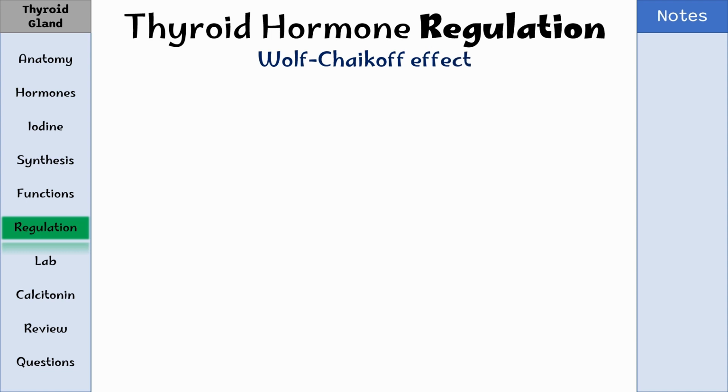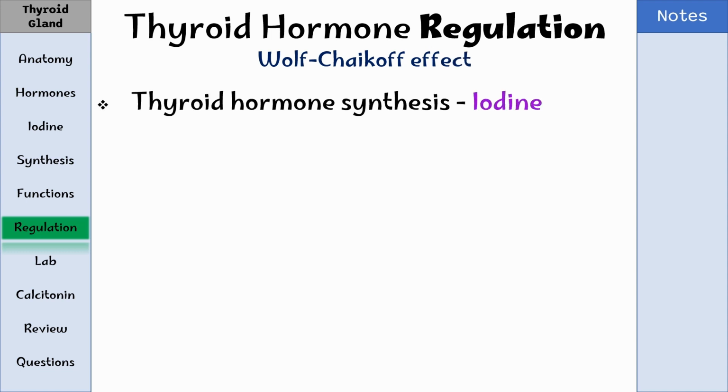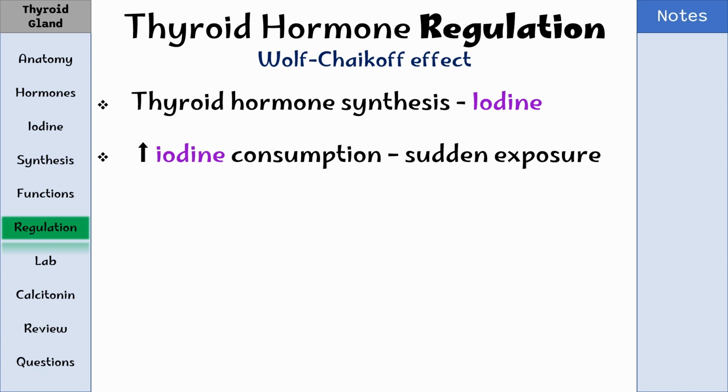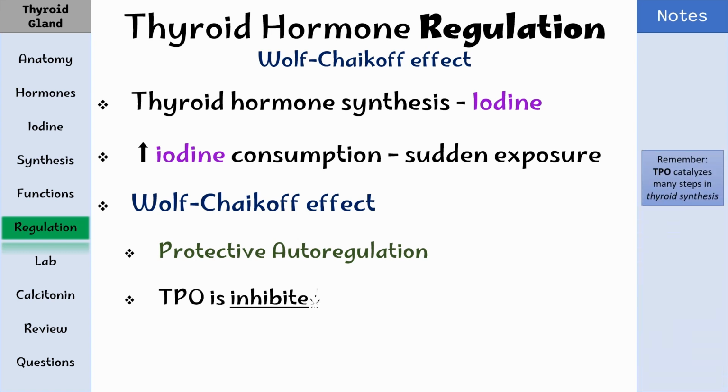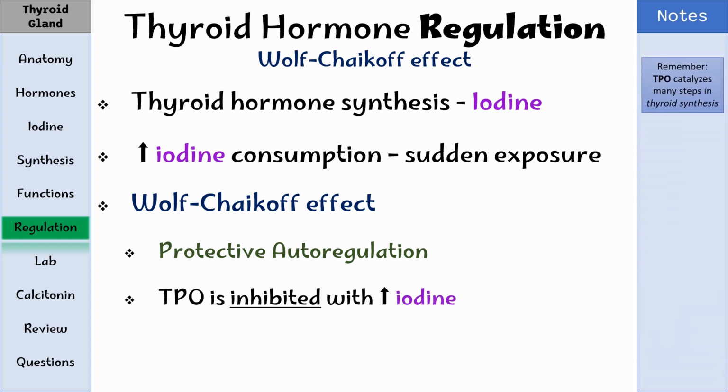Because thyroid hormone synthesis requires iodine, high consumption of iodine in the diet results in a sudden exposure to excess iodine. So the thyroid has a special effect called the Wolff-Chaikoff effect. This is a protective autoregulation, where the thyroid peroxidase enzyme, which we talked about, is inhibited after the exposure to high iodine levels in order to avoid high thyroid hormone synthesis.